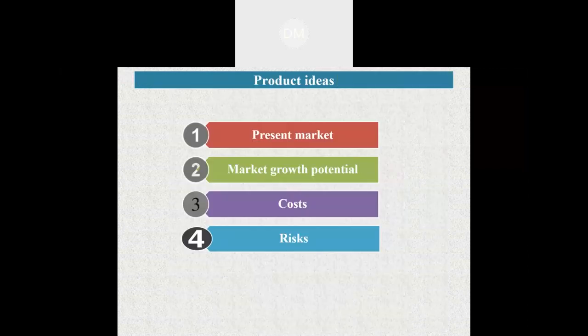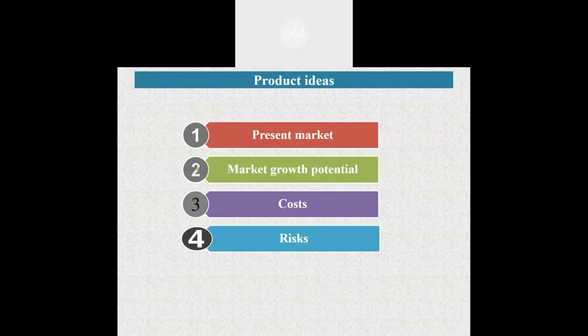Then product ideas. How to select the product ideas? So present market. So in your mind, one product. For example, suppose you have prepared biscuits. So present market for biscuits. Okay. And in the present market, which brands are available, what is the exact difference between the market product and our product, why customers or people purchase our product. Okay, so these are very important factors. Any newness in our product, any quality point of view, nutritional point of view, our product is better than the present market product.